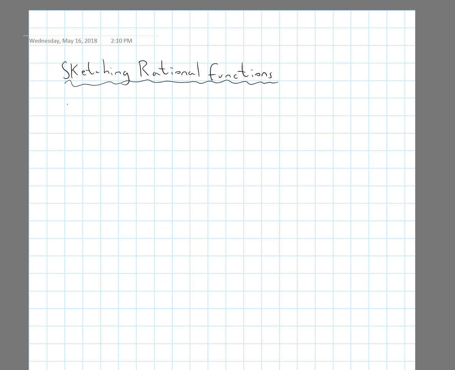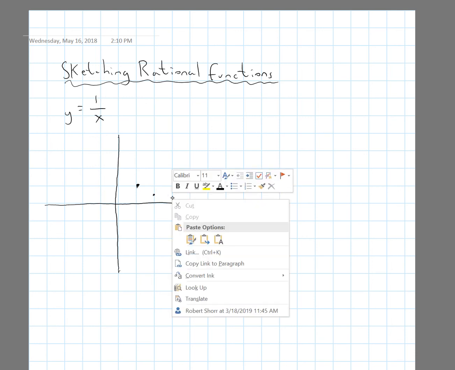So let's start with just the most basic, y equals 1 over x. And we'll see some strange things going on here. Hopefully I can fit enough in here. I'm not going to write a t-chart down, I'm just going to put it on here. But let's think about some stuff. When x equals 1, y equals 1. When x equals 2, y is a half. We have this point. When x equals 3, y is a third.